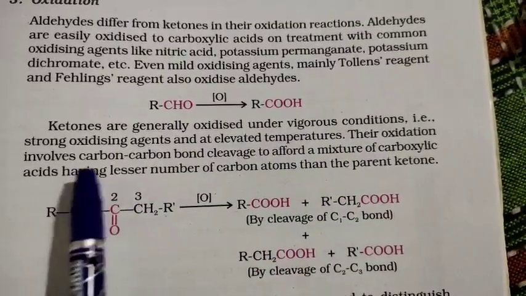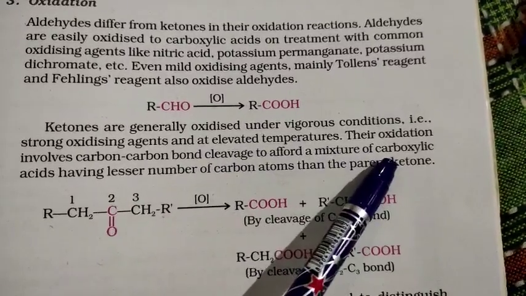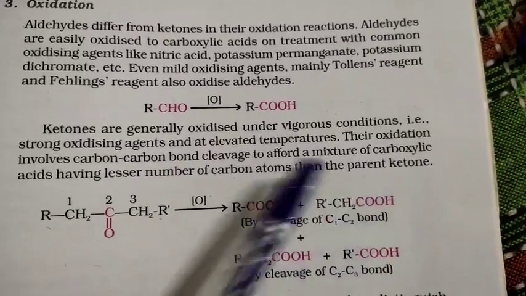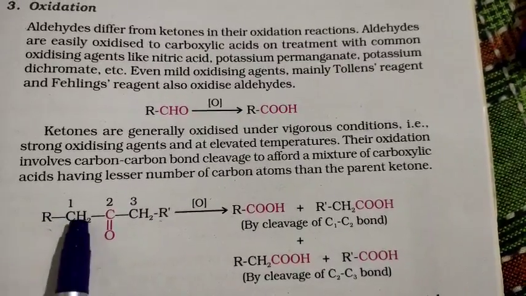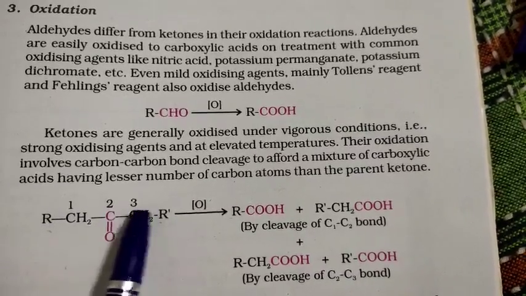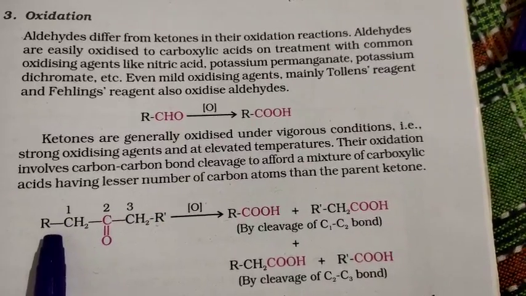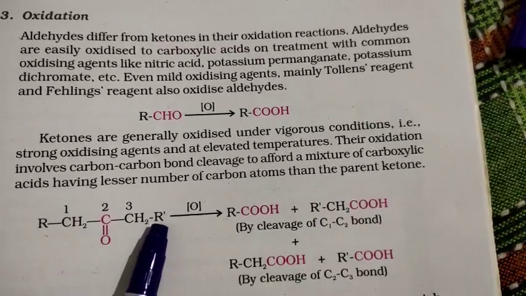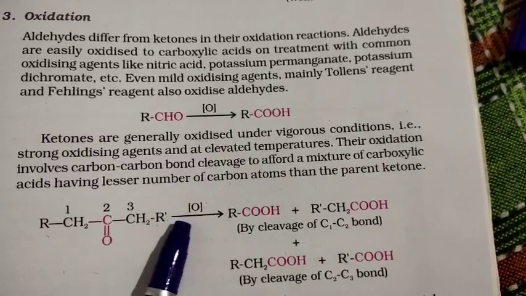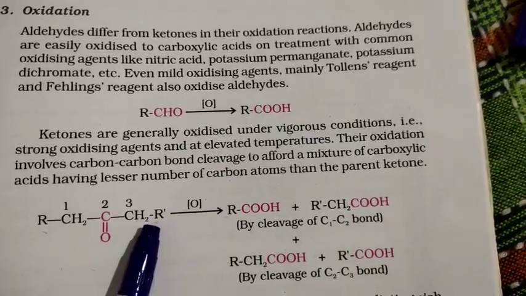Their oxidation involves carbon-carbon bond cleavage to afford a mixture of carboxylic acids having less number of carbon atoms than the parent ketone. So if you see here, 1 2 3 4 5, total 5 carbon is there, right? 1 2 3 is sure. Then these are the alkyl chains. Minimum it can have 5, because if we take here CH3, here also CH3, minimum 5 is there. Maximum you cannot say, because it can be CH2 CH2 CH3, right? So minimum at least 5 carbon atoms can be here.